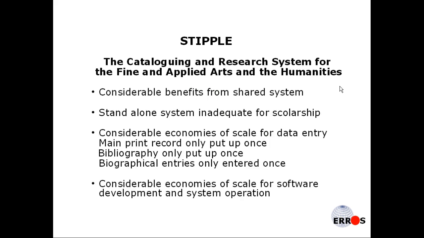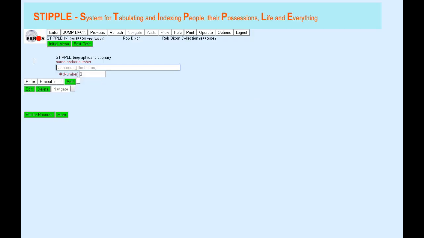There are many benefits from shared systems. All your print impressions are stored and displayed in the context of all knowledge of each print, much of which may have been put up by staff from other institutions. A standalone system cannot show scholarship unless the data is duplicated many times at great expense. It takes little time to record an extra impression of a print already catalogued in Stipple, particularly if the state has already been recorded.